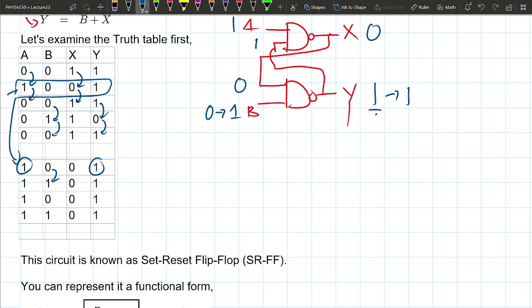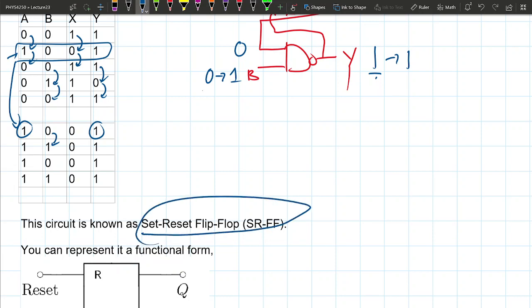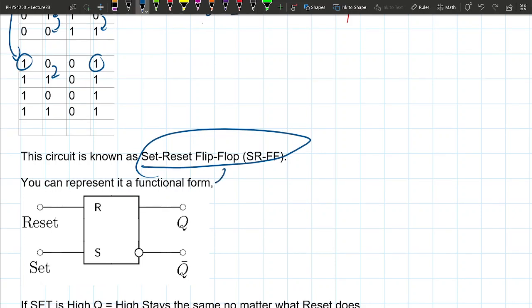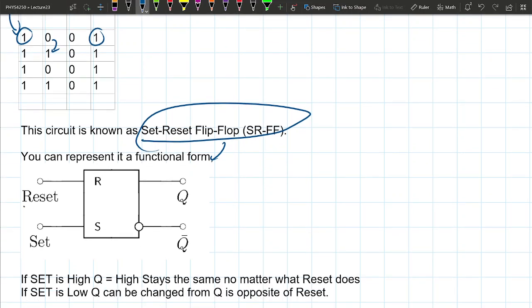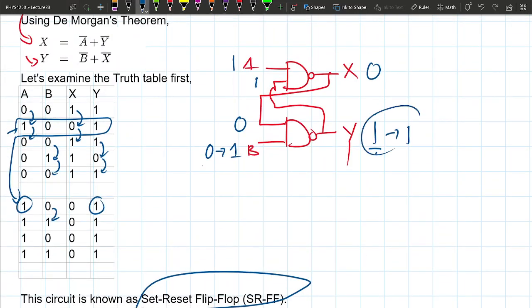So if you make B 1 all the time, flipping A up and down doesn't change the output either. So this circuit is known as a set reset flip-flop, SRFF. It's just a lot of acronyms. If you want to represent it in functional form, the reason it's called set reset, we're going to discuss what that means. You have the R and the S inputs here, and the outputs are Q and Q bar, because the outputs here are always going to be opposite each other.